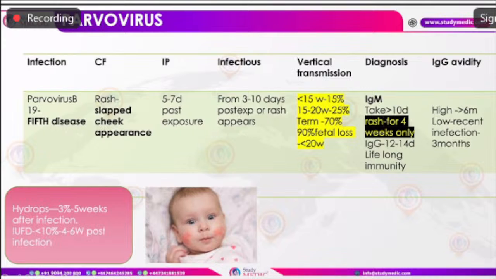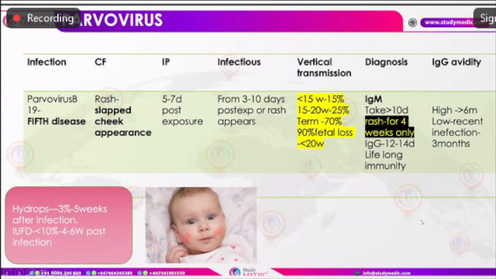Vertical transmission, if the woman's gestation is less than 15 weeks, is almost 15% transmission. 15 weeks to 20 weeks, the transmission increases to 25%, and at term it is 70%. Though the vertical transmission increases as the weeks of gestation increase, however, the infection is very, very severe if the transmission happens at less than 20 weeks. We see that the fetal loss is almost 90% when the infection is very early.